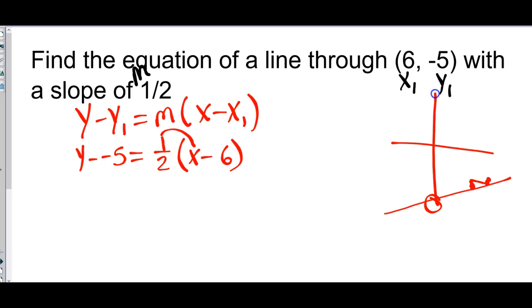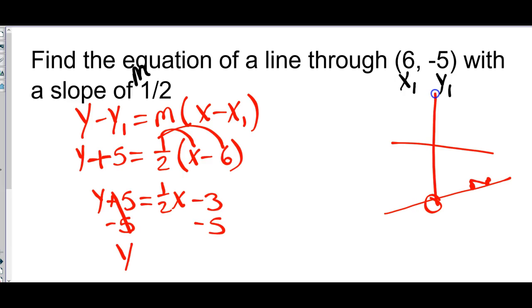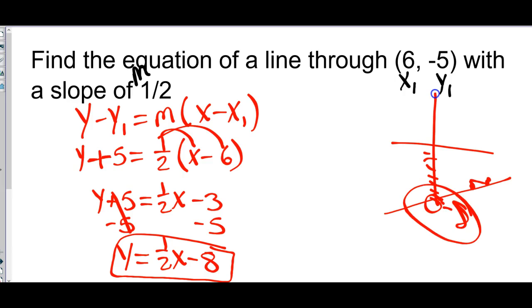Distribute 1/2 x. 1/2 times negative 6 is negative 3. I know with this y minus negative 5, that's y plus 5. And then I need to get the y by itself, so minus 5 to both sides. And I get y equals 1/2 x minus 8. And that does seem reasonable based on our picture over here. The y-intercept was way down about negative 8. So that is our equation there using the point slope formula.